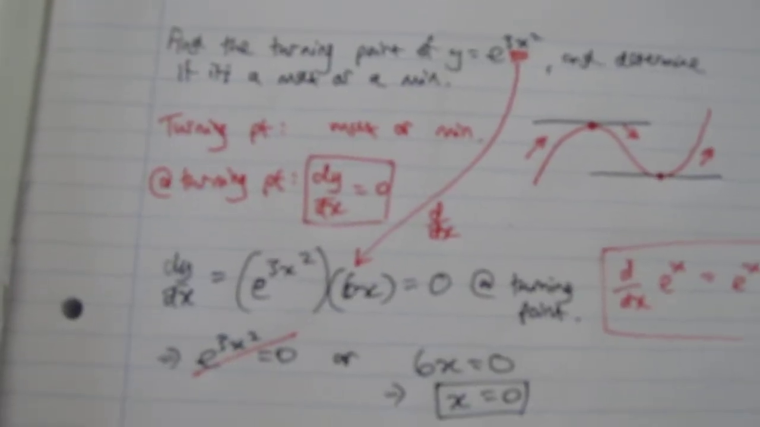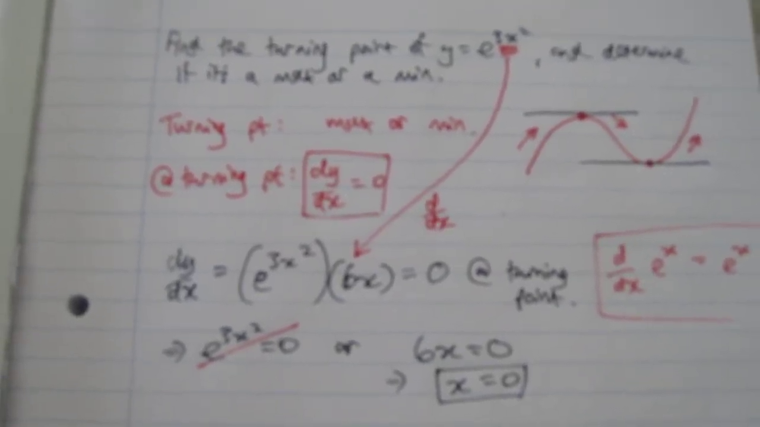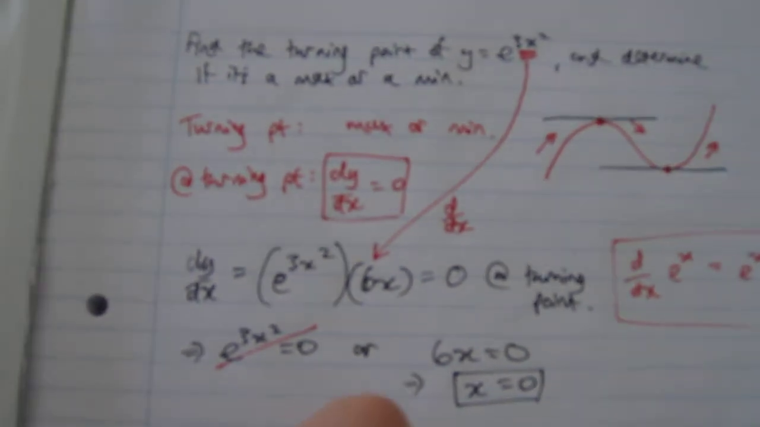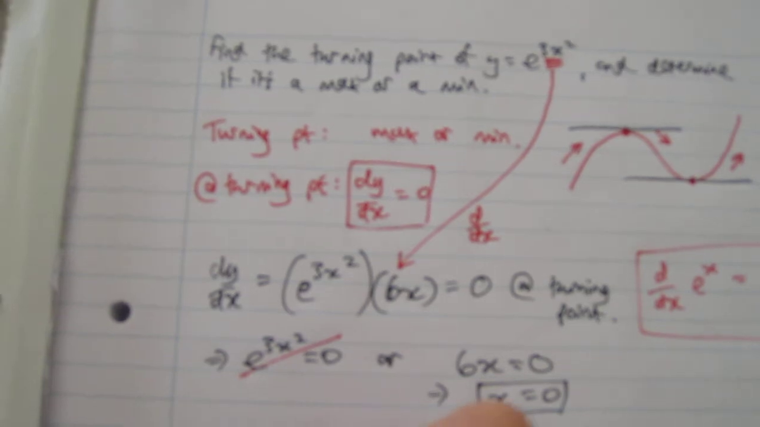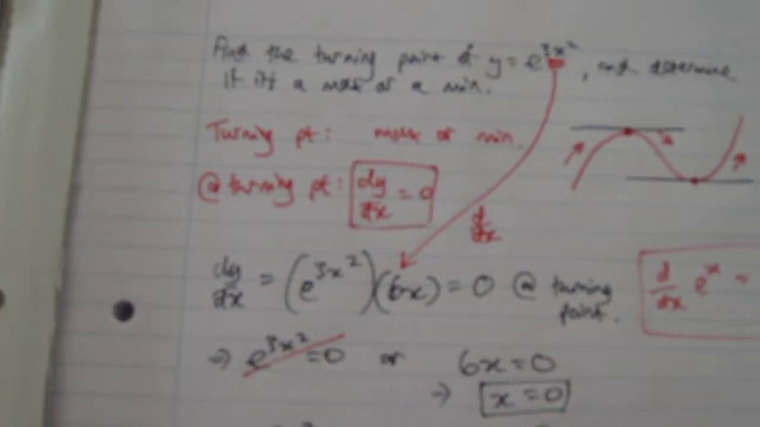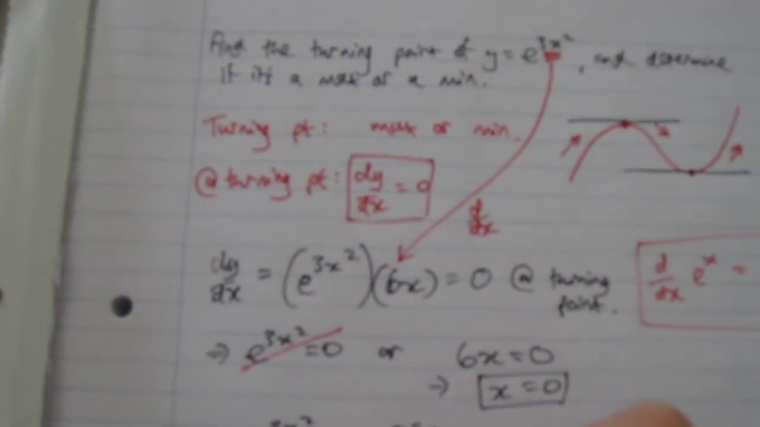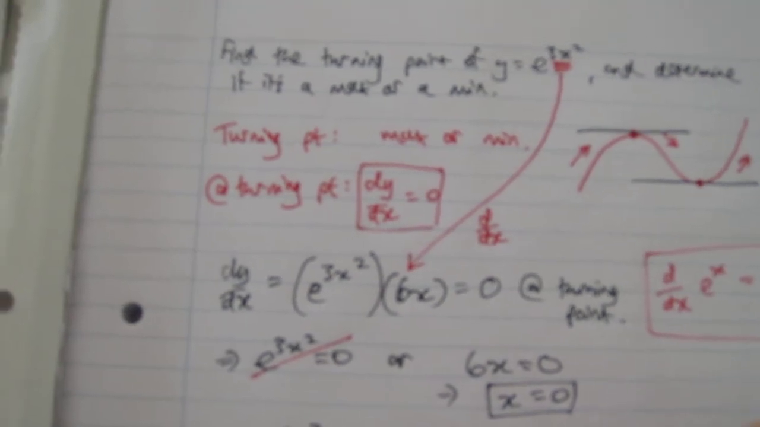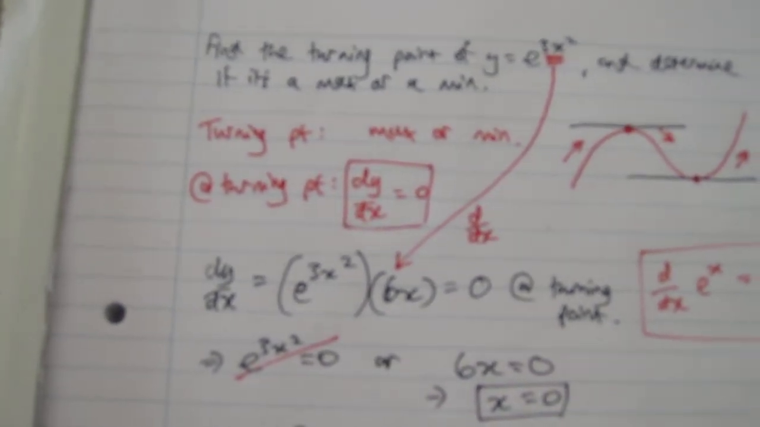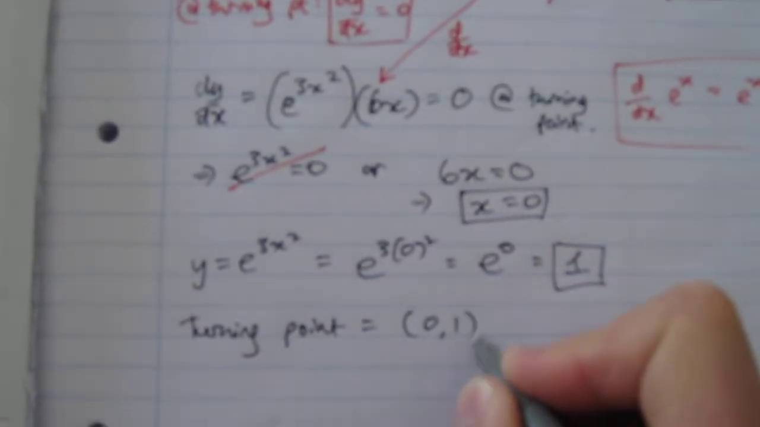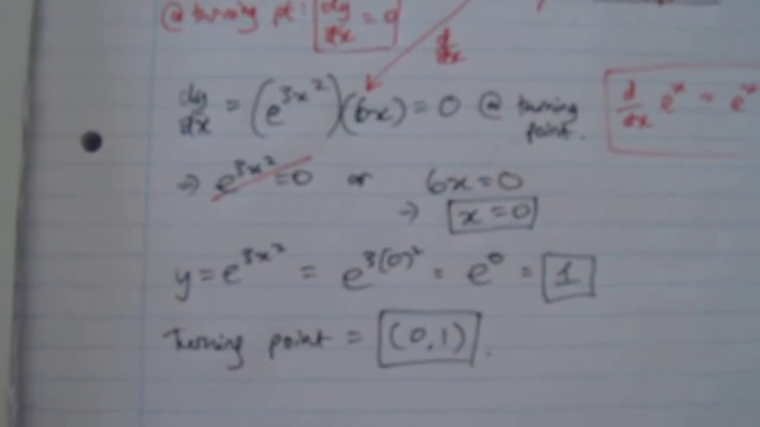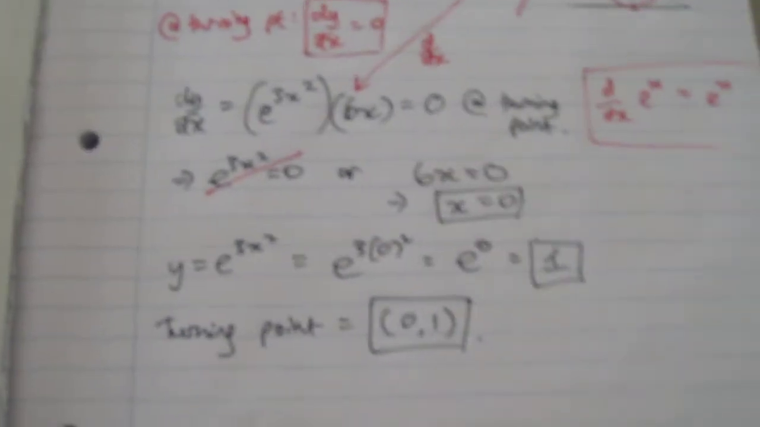Well, we were asked for a point, a turning point, so we better find the y coordinate. So y, if you go right back up to the start up here, y is e to the power of 3x squared. So when x is 0, that's e to the power of 3 times 0 squared, which is e to the power of 0, and we should know that anything to the power of 0 is 1. So the turning point is the point (0, 1). Okay, that's the first bit of the question done.